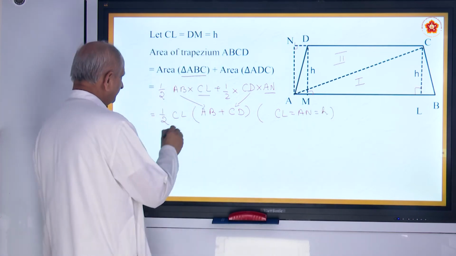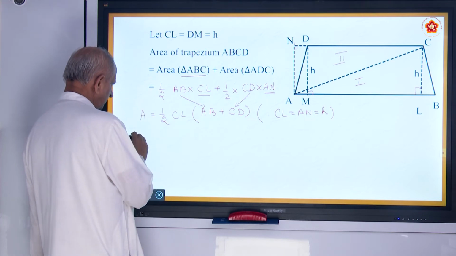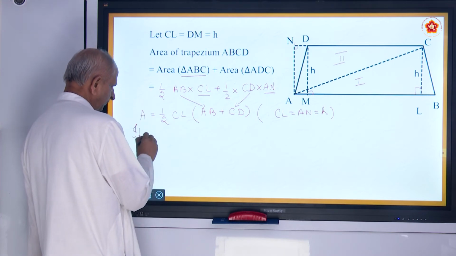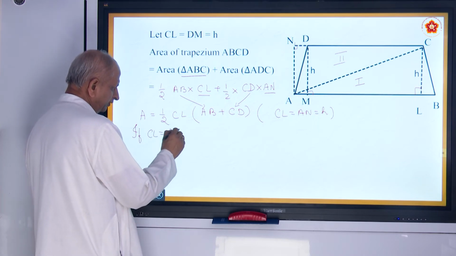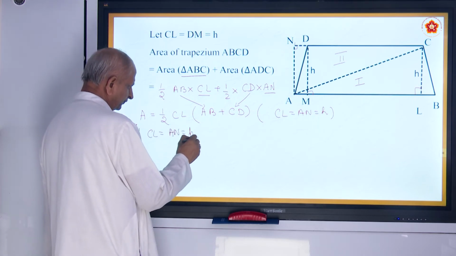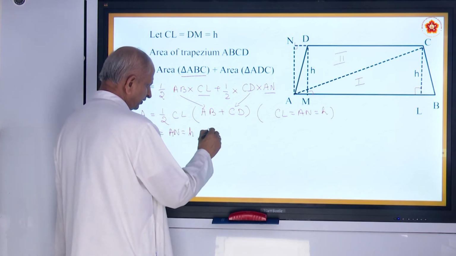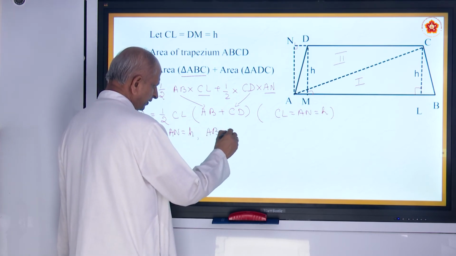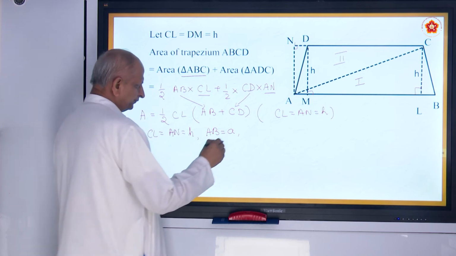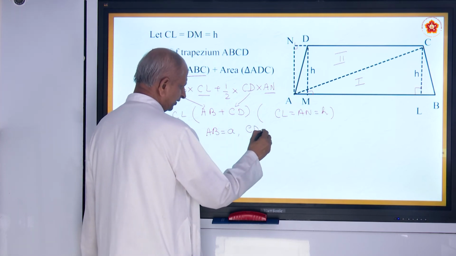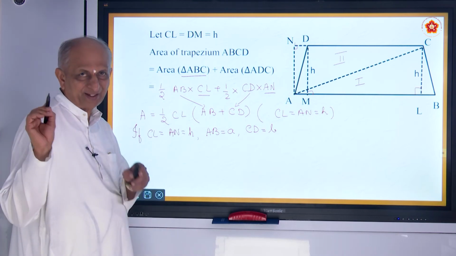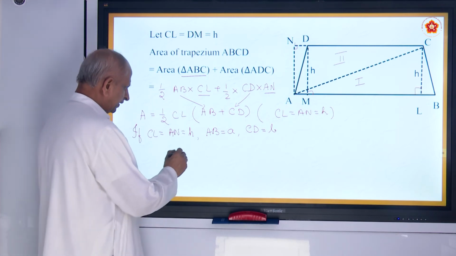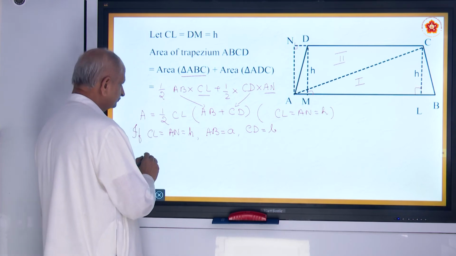Now you can replace it. If CL is equal to AN is equal to H, then AB is equal to, say, one side, we call it as A, and CD we call it as B, to make the formula simpler. So you get a beautiful formula.